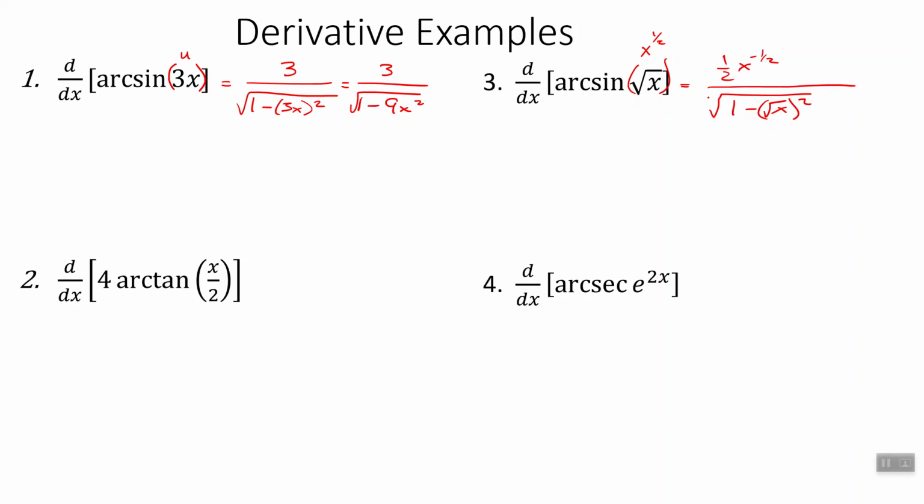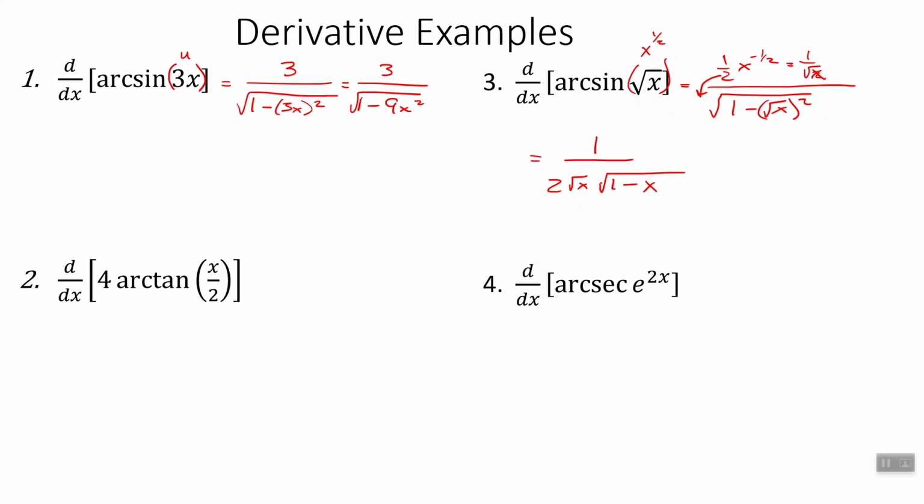All right, well, the 2 from the 1/2 can move down. The x to the negative 1/2 could also move down, where we'd say it's 1 over the square root of x, and the square root of x part would move down. So we'd get 1 on top. We'd get 2 square root of x times the square root of 1 minus x, right? Because we had the square root of x squared.